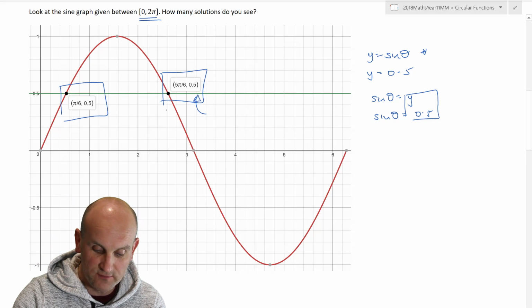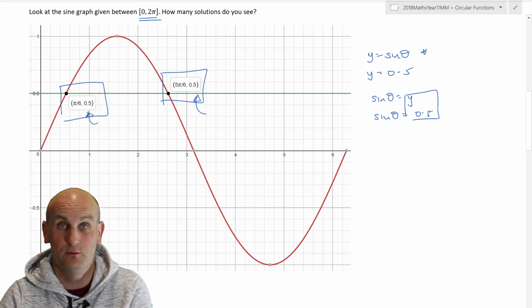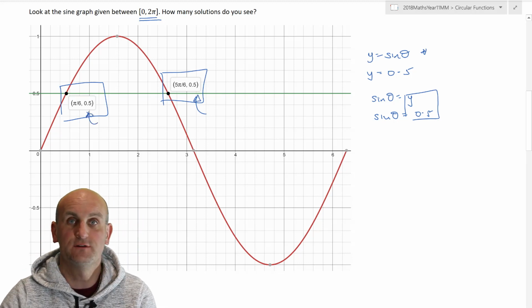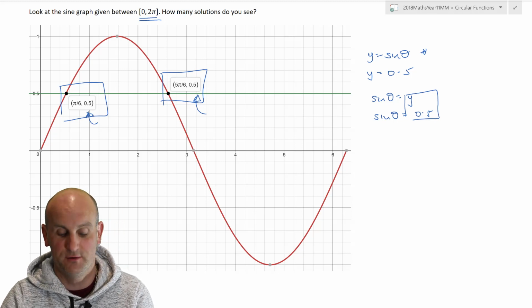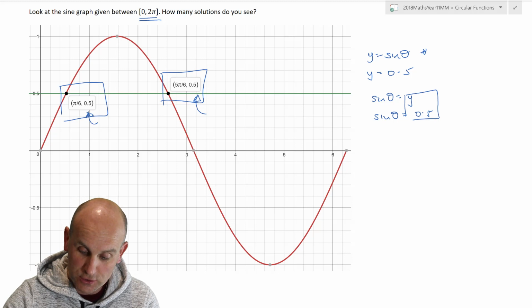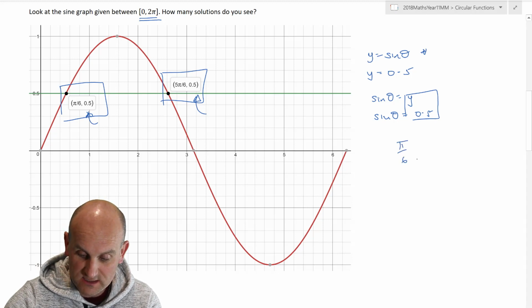Now you'll notice that the y values both there are 0.5, which is good, which is what we want. And then we have two solutions. Now there are two solutions because, again, I have said limit my graph between 0 and 2 pi. And those two solutions are pi on 6 and 5 pi on 6.